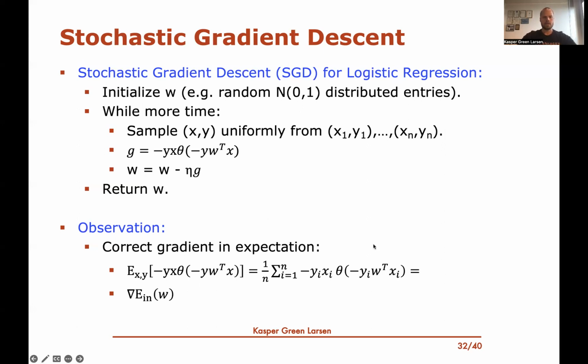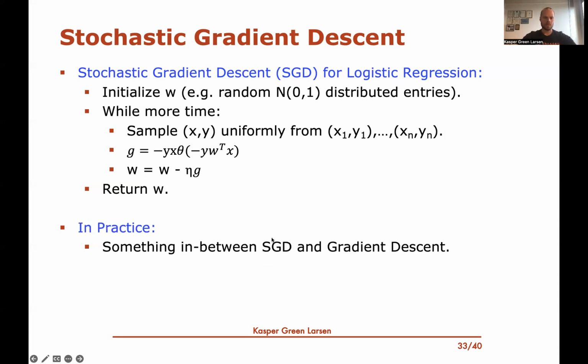Okay. So what you do in practice is actually none of the two. Right, so we had gradient descent, where you actually walk in the correct direction every time, but the problem was that it's slow to compute the gradient. And for stochastic gradient descent, you sample just a single point and walk in that direction. It has the right expected gradient, and it's very fast, but the problem is that you're not guaranteed to walk in the right direction.